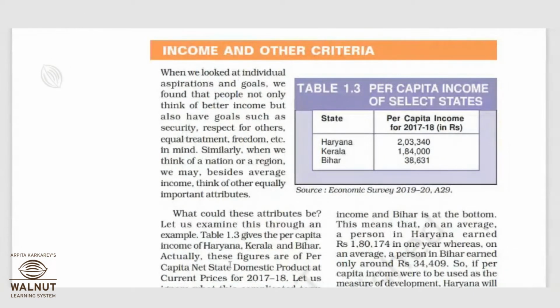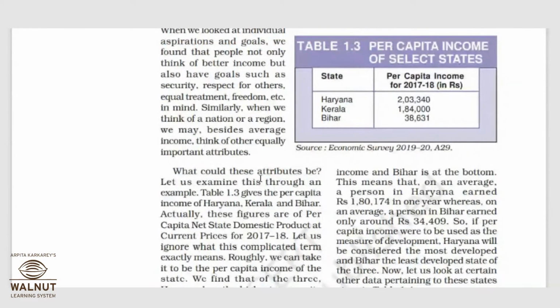I want somebody to start reading. When we looked at individual aspirations and goals, we found that people not only think of better income, but also have goals such as security, respect for others, equal treatment, freedom, etc. in mind. Similarly, when we think of a nation or region, we may, besides average income, think of other equally important attributes.